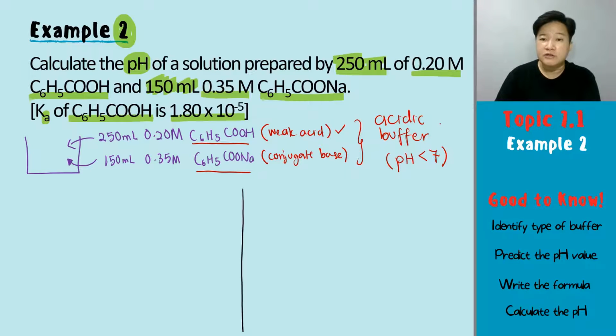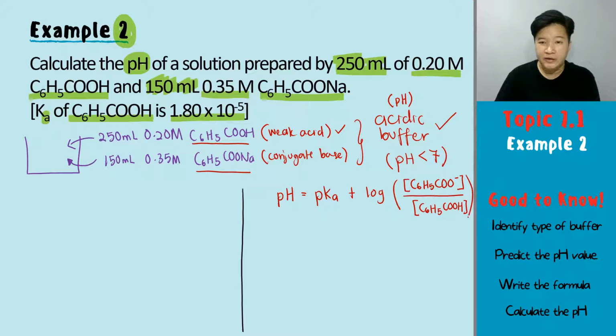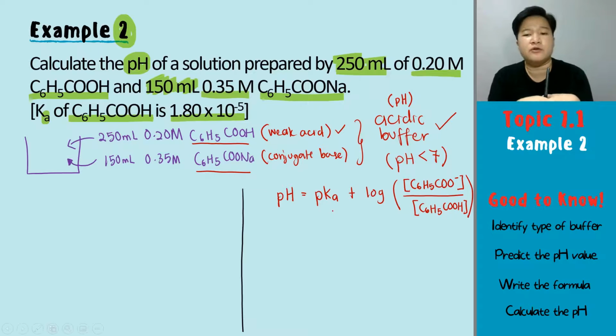Agree? Therefore, the formula that you will use for this acidic buffer will definitely be the pH, because it's an acid, so it must start off with the pH. pH, everything about acid: pKa plus the log of the conjugate base, C6H5COO minus, over the weak acid, C6H5COOH. Okay, so this is the formula that we are going to use.